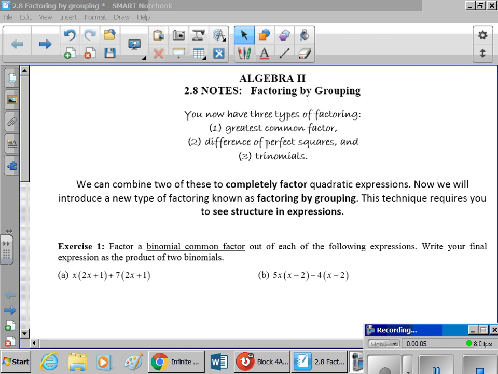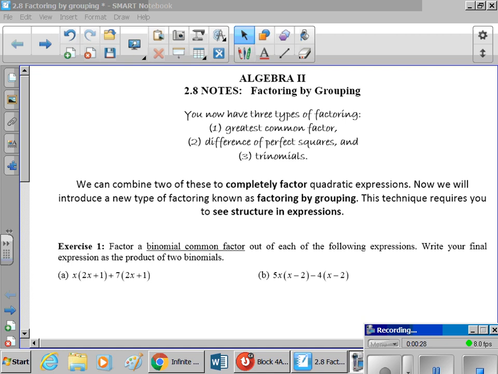Today's lesson is factoring by grouping, 2.8. So we've talked about three different types of factoring so far. We've talked about the GCF, TOPS, and just factoring trinomials. All right, so greatest common factor, difference of perfect squares, and trinomials. And we've also done complete factoring, which means 2 words, 2 steps.